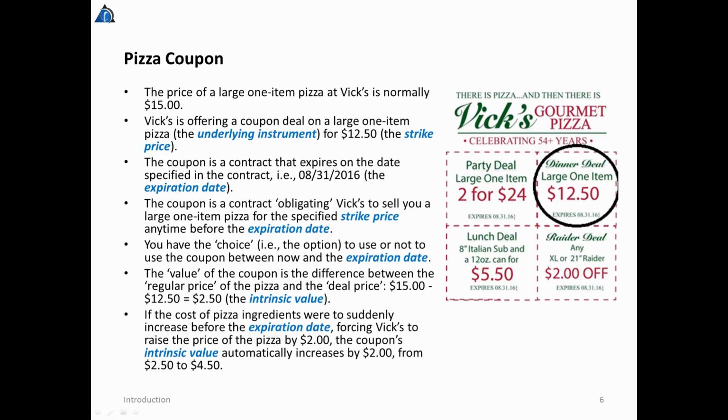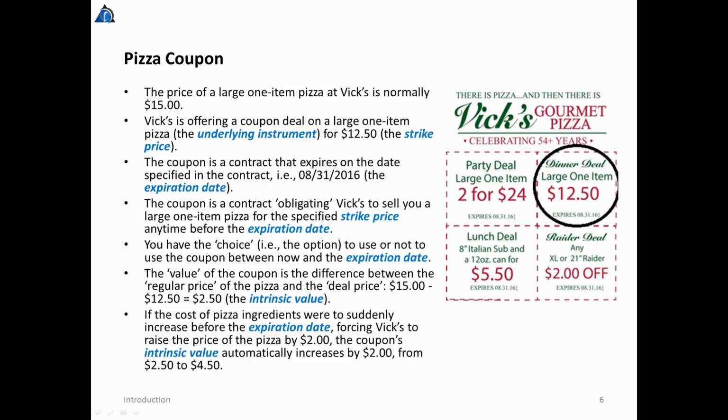The coupon is a contract. It has an expiration date. In this case, it's stated on that coupon. It's August 31st, 2016. The coupon is a contract. It obligates Vic's to sell you a large one-item pizza for the specified strike anytime between now and the expiration. You have the choice to use or not to use the coupon between now and the expiration.